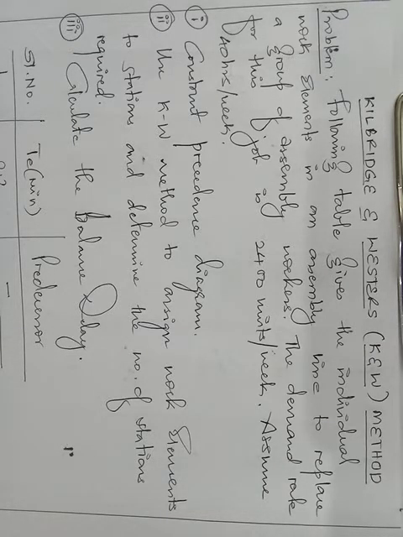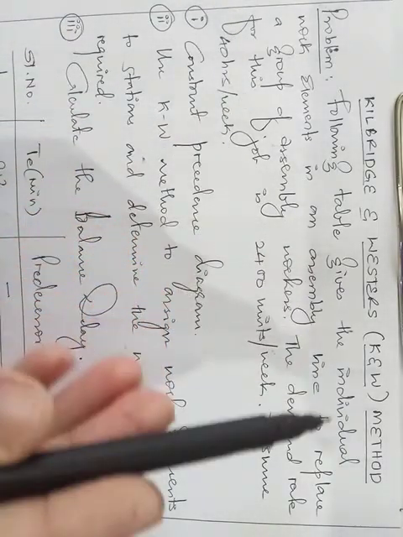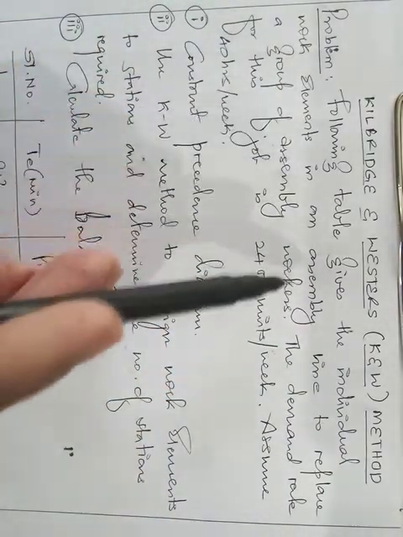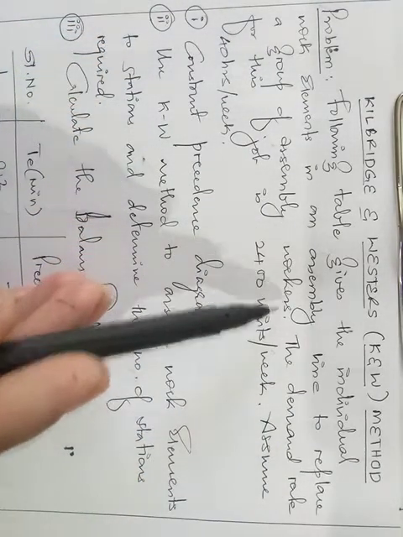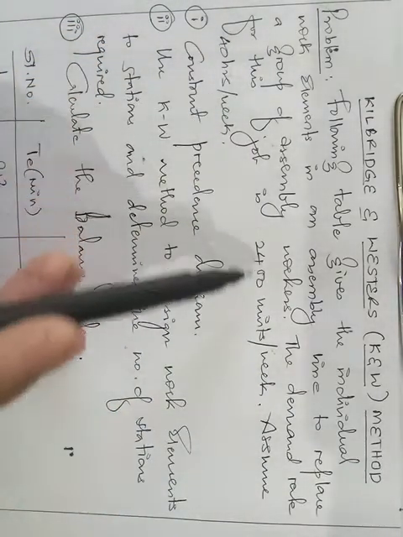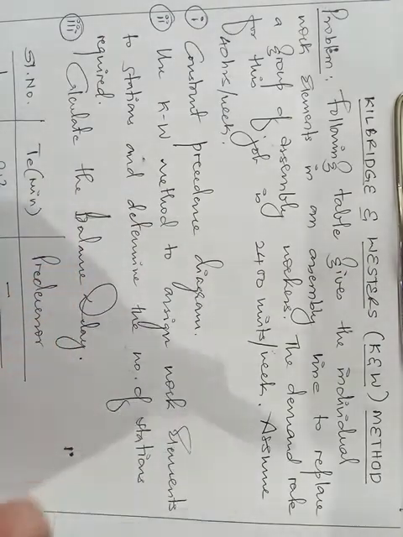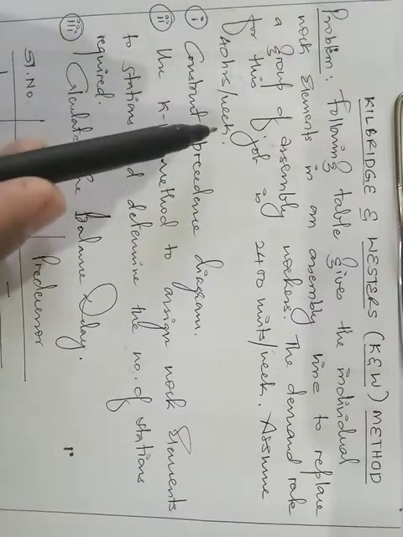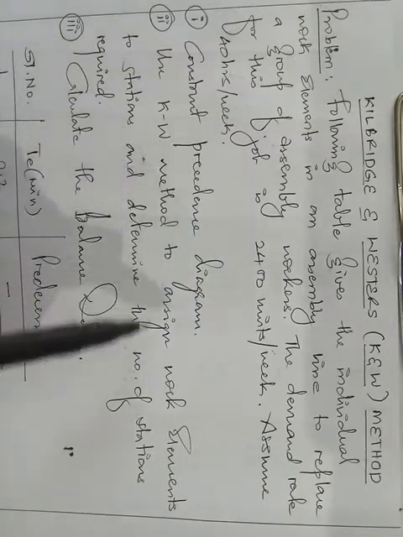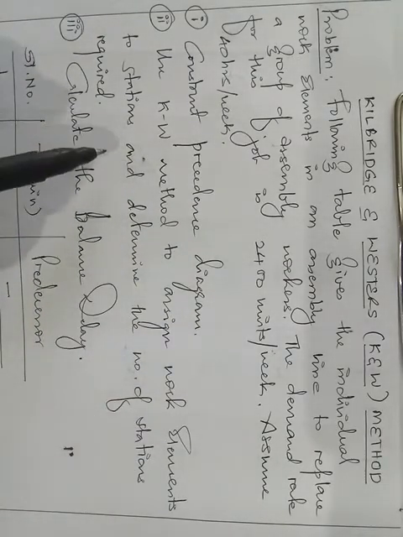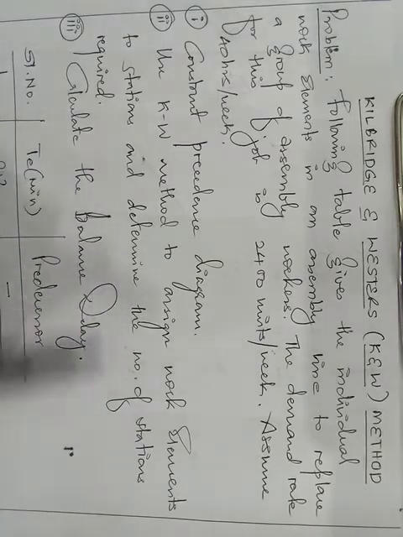I have written down the statement for you people. Let us go through that. Following table gives the individual work elements in an assembly line to replace a group of assembly workers. The demand rate for this job is 2400 units per week. Assume the working hours as 40 hours per week. Construct the precedence diagram. Use the KW method to assign work elements to workstations and determine the number of stations required. Calculate the balance delay. Right, so these are the three things.